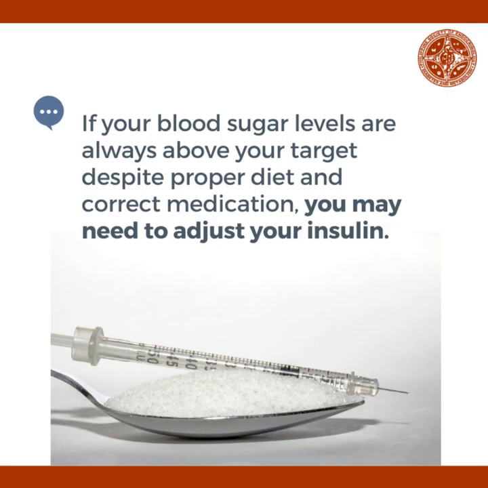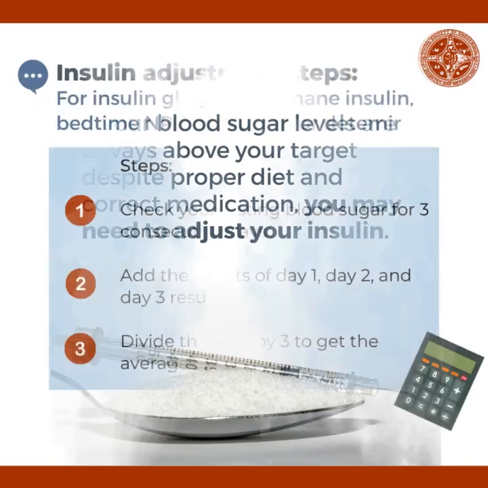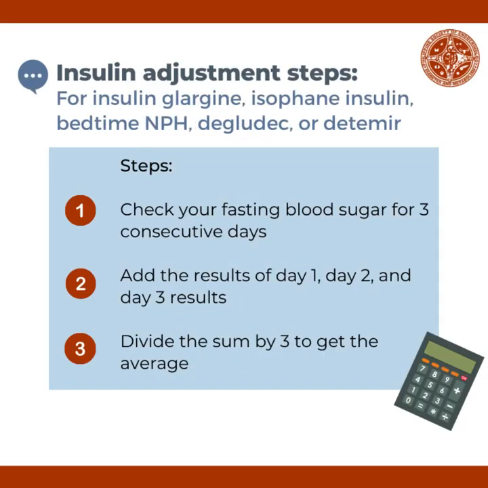If your blood sugar levels are always above your target despite proper diet and correct medication, you may need to adjust your insulin. These are the steps in adjusting your insulin if you are on glargine, isophane insulin, bedtime isophane insulin, degludec, or detemir. First, check your fasting blood sugar for 3 consecutive days. Second, add the results for days 1, 2, and 3. Third, divide the sum by 3 to get the average.